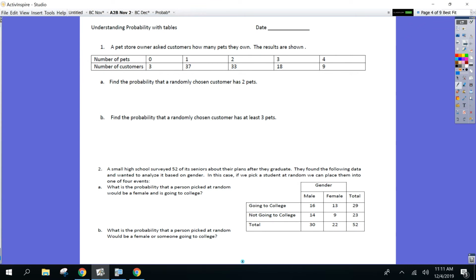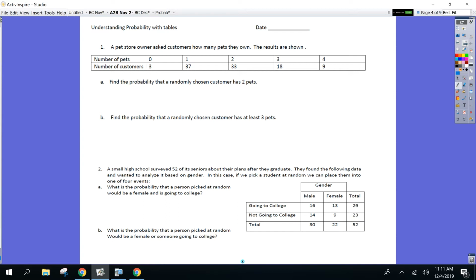Okay. So number of pets on top. How many people have those number of pets? Do you understand the table first before we answer any questions? So basically there's 37 people who own one pet. 9 people own 4 pets.